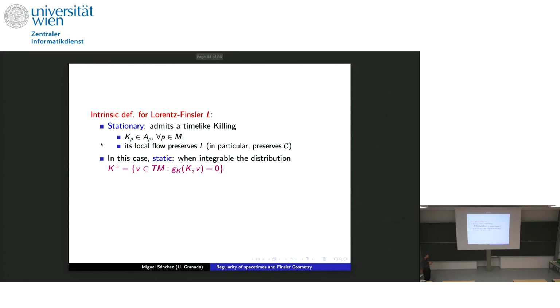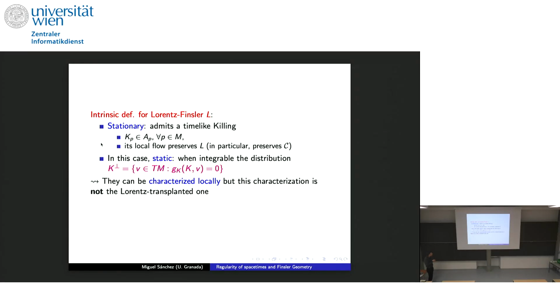These definitions, the intrinsic definition, can be extended naturally to the Lorentz-Finsler case. Stationary means, again, to admit a timelike Killing vector field. And static, well, that the orthogonal distribution to the vector field is involutive, but the orthogonal now in the fundamental tensor, we have to choose here, again, the Killing vector field.